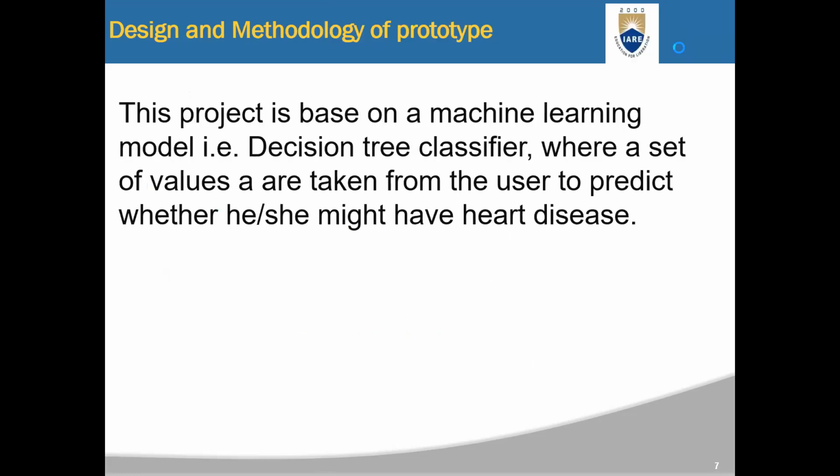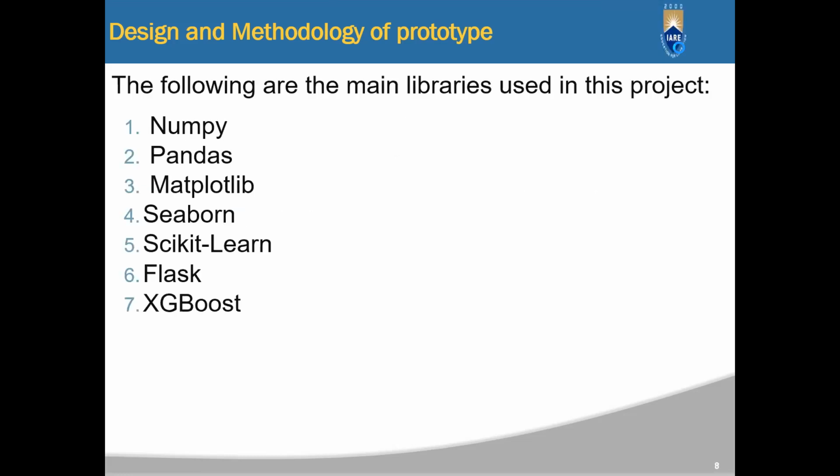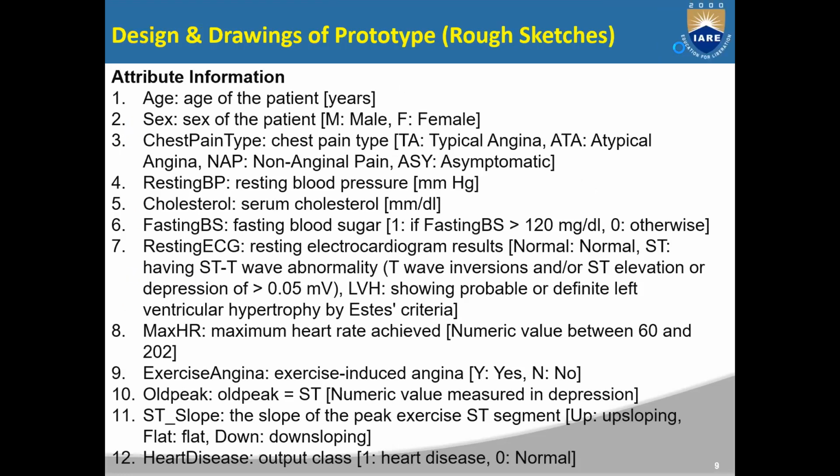Coming to the design and methodology of the prototype, this project is based on a machine learning model, that is decision tree classifiers, where a set of values are taken from users to predict whether he or she might have heart disease or not. The main libraries used in this project are NumPy, Pandas, Matplotlib, Seaborn, Scikit-learn, Flask, and XGBoost. Let us look at what these are.